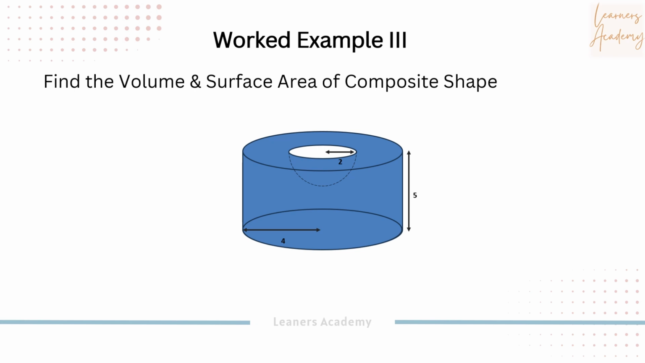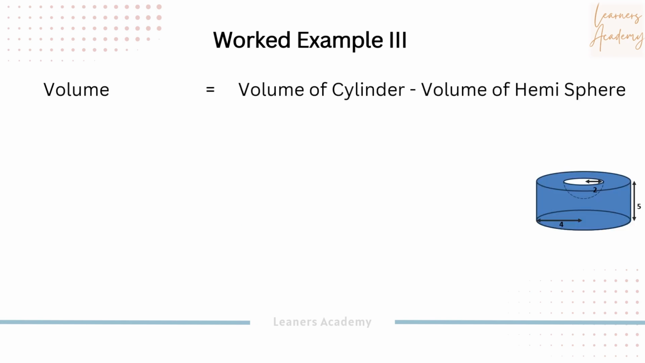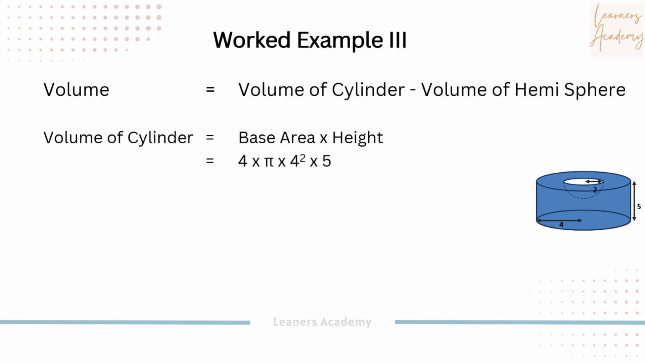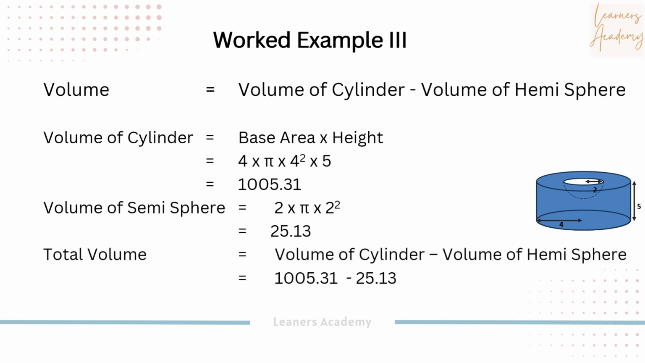Here you can see that the volume of the hemisphere is scooped out from the cylinder. Therefore, the volume of the composite shape would be equal to the volume of the cylinder minus the volume of the hemisphere. Since the volume of the cylinder is base area into height, we get the volume of the cylinder as 1005.31. For the volume of the hemisphere, we have the radius 2, therefore putting in the values, we get the volume as 25.13. Subtracting it from the volume of the cylinder, we get the total volume as 980.18 unit cube.